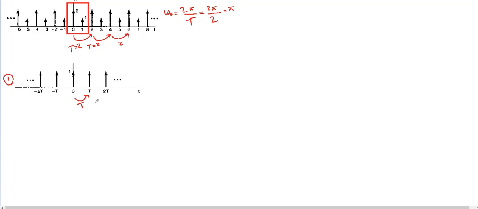It consists of a set of impulse signals placed next to each other with a period of T. The Fourier series coefficient of this impulse train signal, a_k, is equal to 1 divided by T.